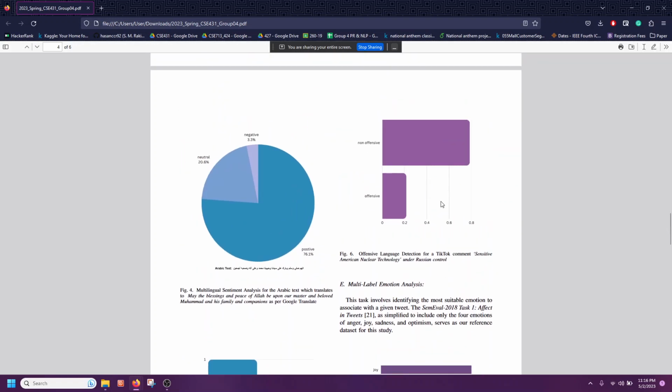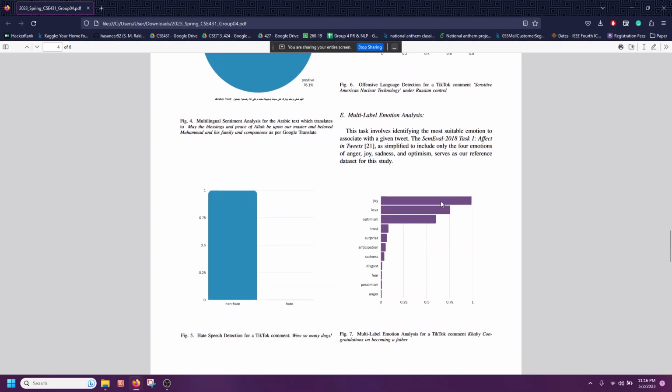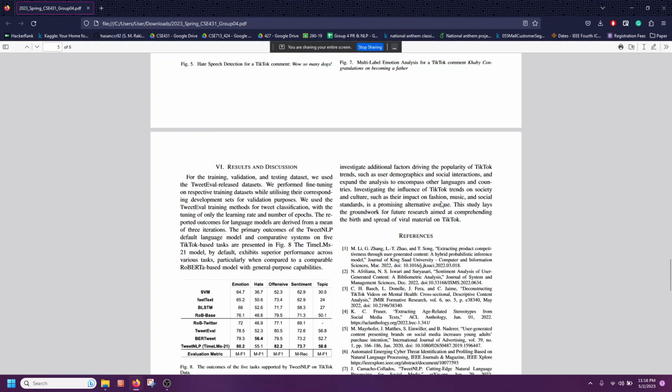And also in figure 7, it can be seen in multi-label emotion analysis for a TikTok comment that says congratulations on becoming a father, where it shows that joy is being expressed. Thank you. Now my group mate will talk about the results and discussion.